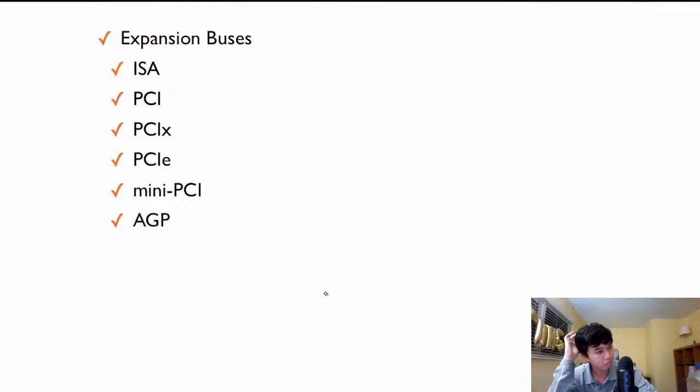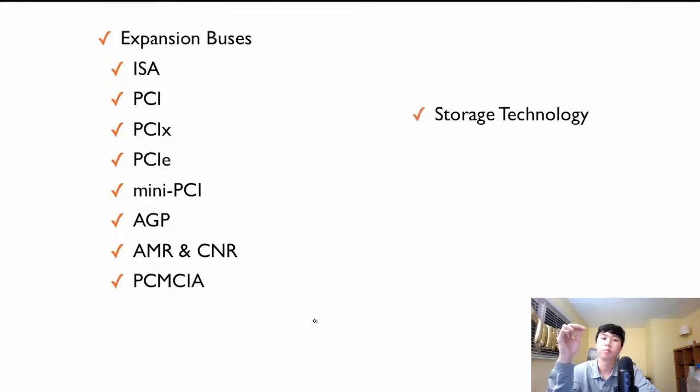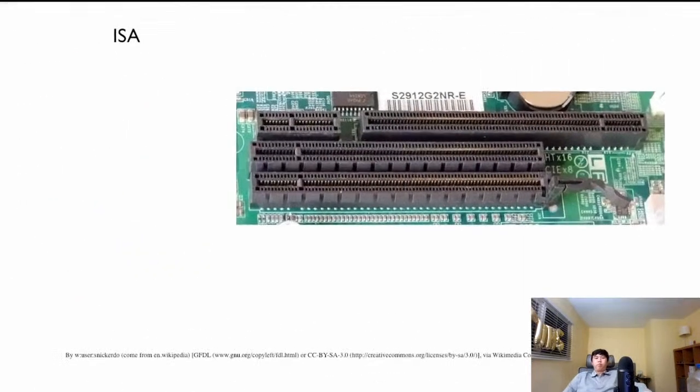I'll also mention AGP, specifically for graphics, AMR and CNR, which were for modem and sound expansion, and also PCMCIA, otherwise known as a PC card, which used to be used a lot in laptops, and we'll discuss those more when we get to laptops as well. Then I want to touch on the storage technology, as I mentioned, including PATA, or Parallel ATA, and SATA, or Serial ATA. Alright, so let's start with expansion buses.